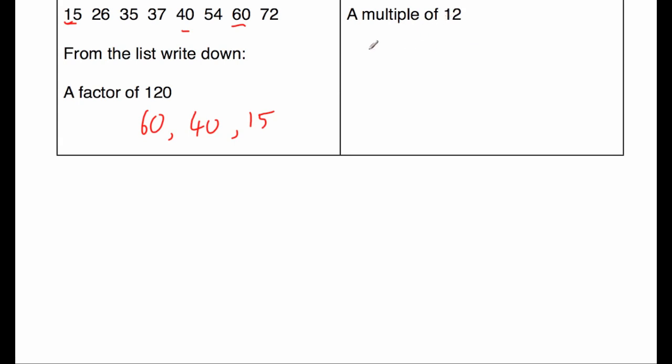Our next question says a multiple of 12. So there are numbers in the 12 times table. So obviously 12, no. 24, no. 36, no. 48, no. 60, yes. 72, yes. So you could choose either 60 or 72, therefore a multiple of 12.